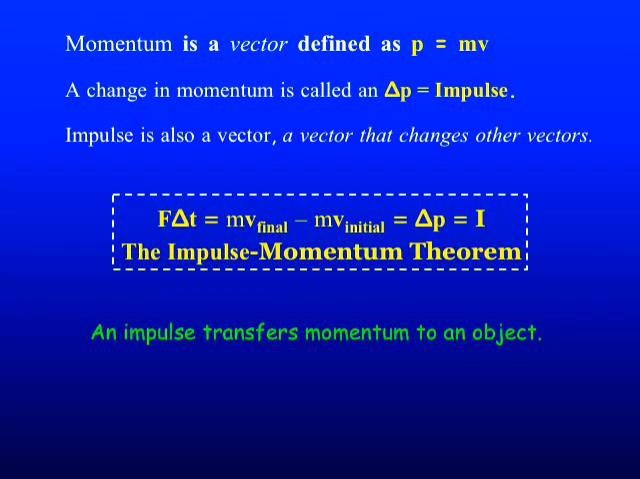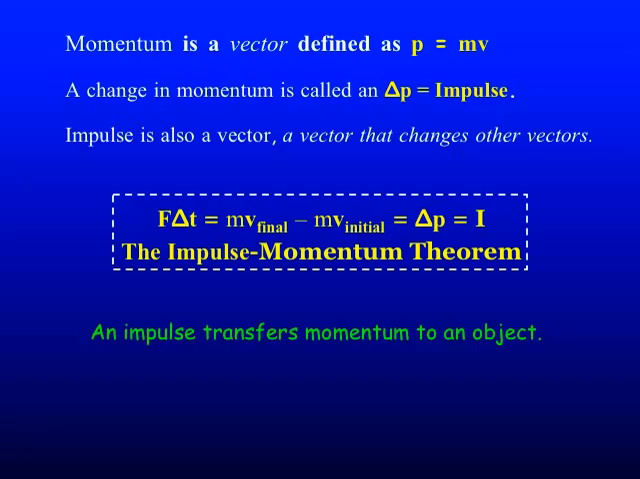Newton's second law, force over time, often changes the velocity of an object, but it could change the mass and the velocity. That change in momentum we symbolize with the idea of an impulse.